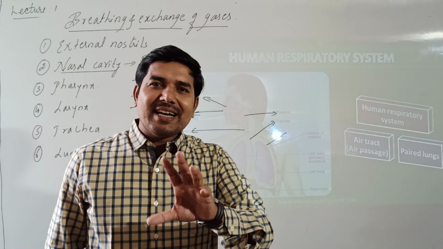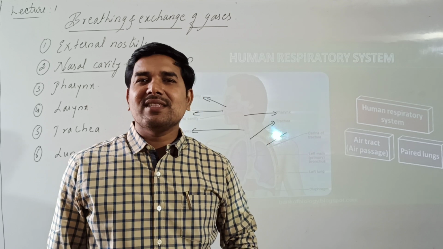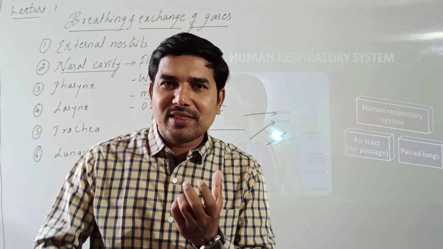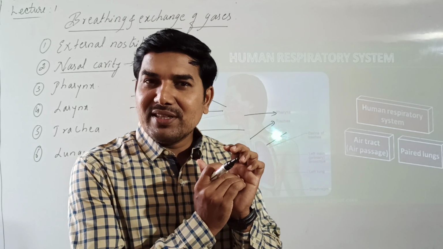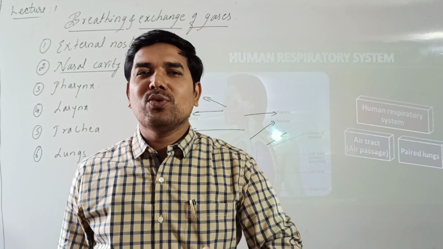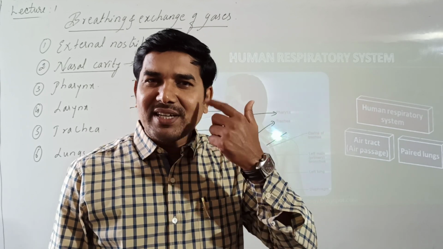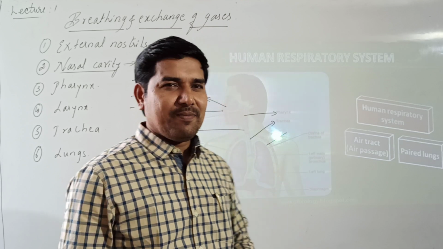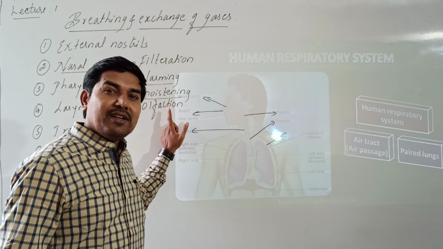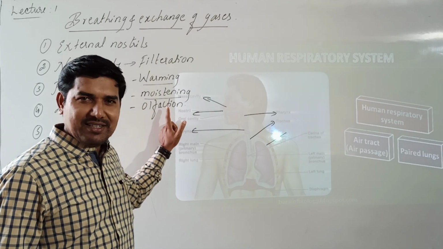Then moistening. Now the air gets moistened. You can just see the moisture. Suppose you take a piece of glass and leave your breath on it, moisture gets accumulated. This is what is called moistening. This moistening is due to the mucous membranes present in our respiratory tract, and it has to be done to trap the dust particles along with the microorganisms.